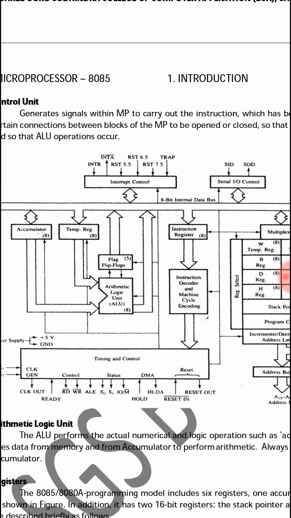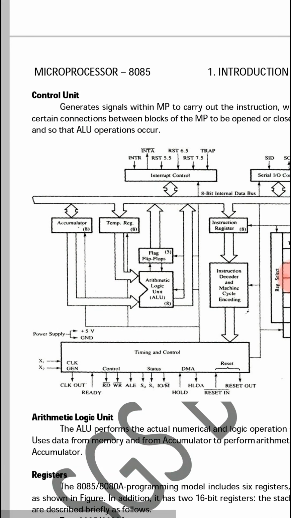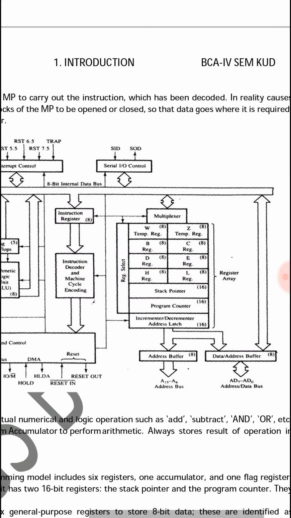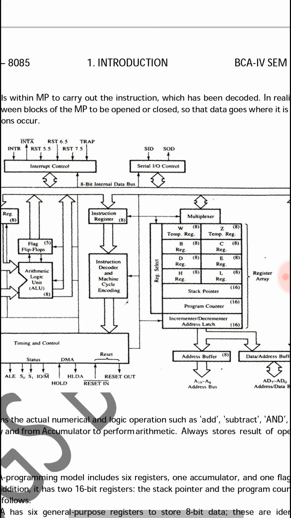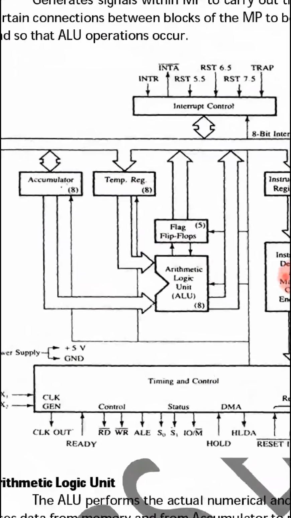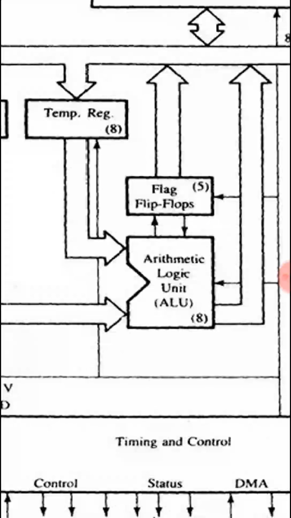Welcome to Microprocessor 8085 block diagram. So this block diagram has got various different components. One of the very important, the major component is ALU, which stands for Arithmetic and Logical Unit.